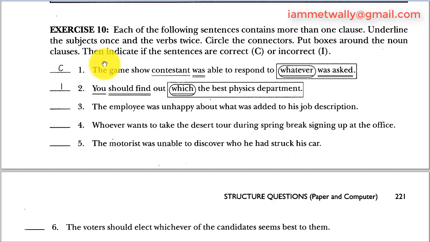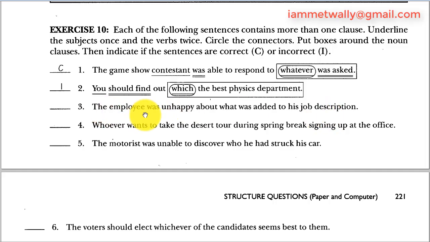Exercise 10. Each of the following sentences contains more than one clause. Underline the subject once and the verb twice. Circle the connectors, put boxes around the noun clauses, then indicate if the sentences are correct, C, or incorrect, I. As usual, 1 and 2 are already done, so let's go with 3. Number 3 says, the employee was unhappy about what was added to his job description.